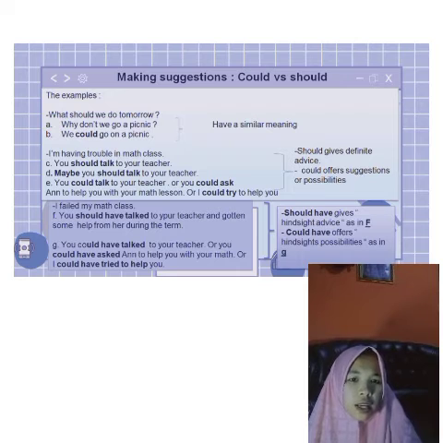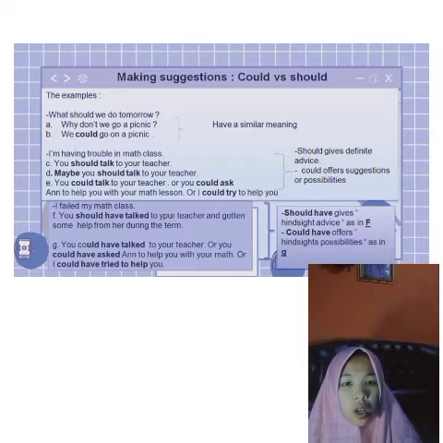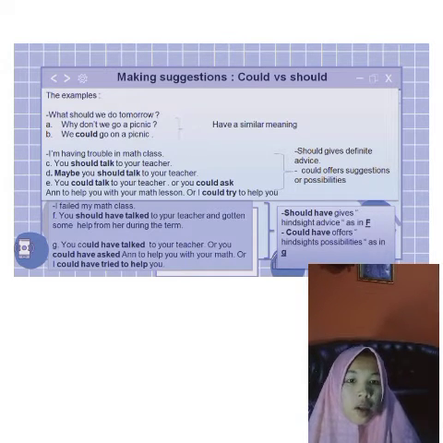Should have gives hindsight advice, in F. The speaker is saying it was important for you to talk to the teacher, but you didn't do it. You made a mistake. Could have expresses hindsight possibilities.